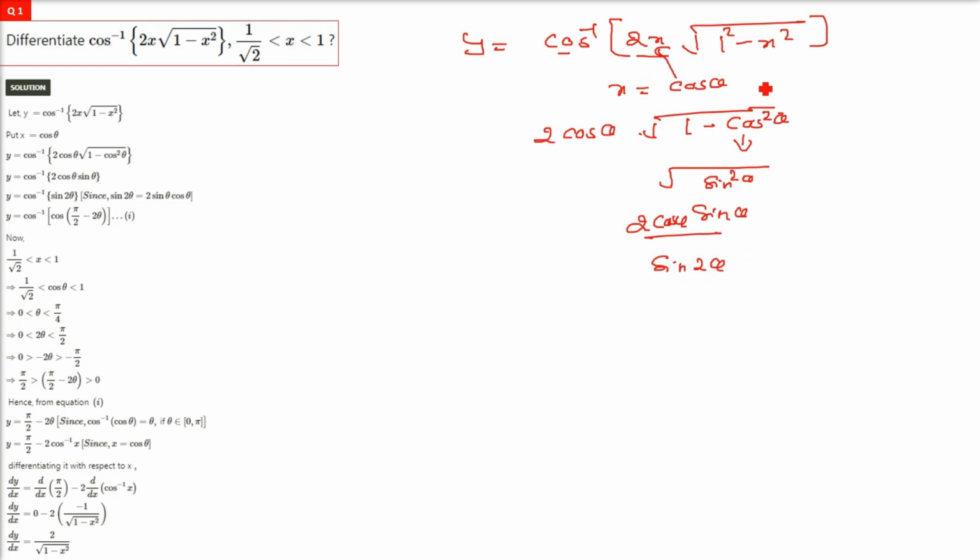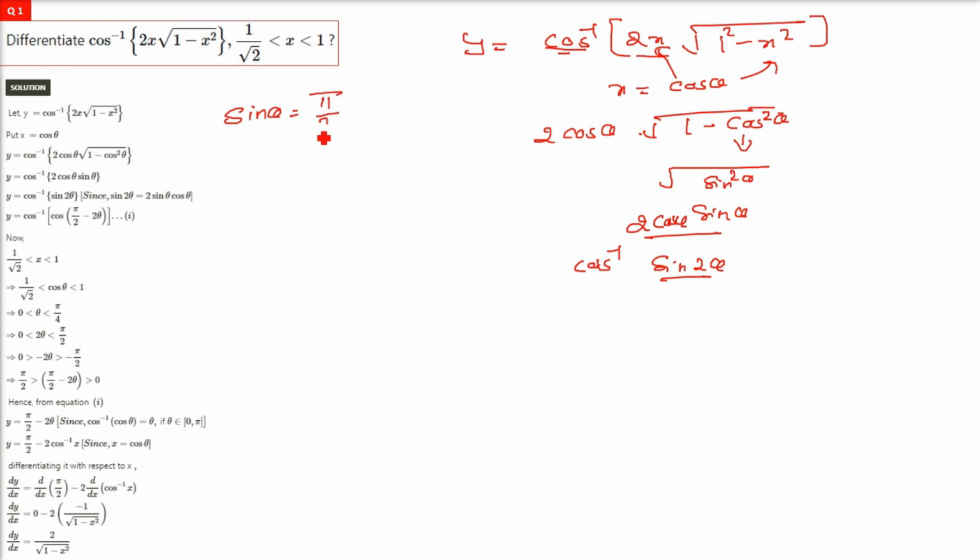So if you solve this, substituting x as cos theta, you will get sin 2 theta inside, and outside it is already cos inverse. But right now you cannot cancel this cos inverse with sine. You need to have a cos inside. Then only you will cancel it.